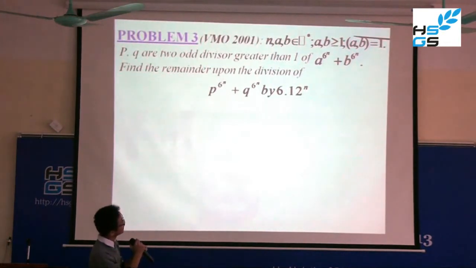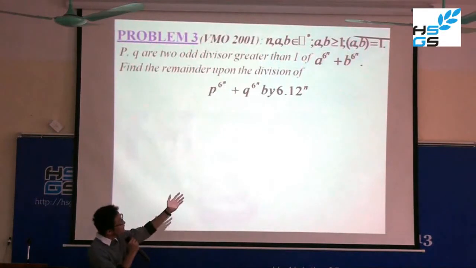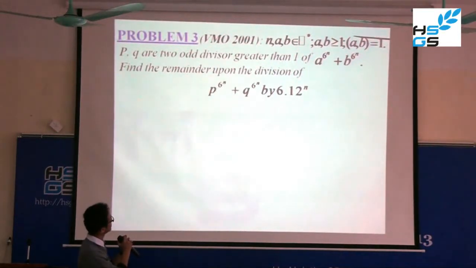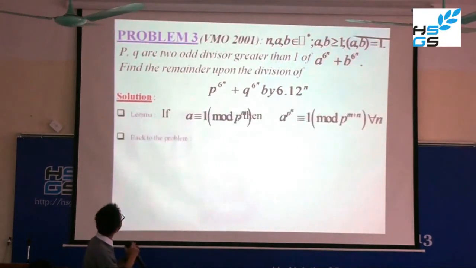A and B are two relatively prime numbers greater than 1. P and Q are two odd divisors greater than 1 of A to the 6 to the n, B to the 6 to the n. Find the remainder upon the division of P to the 6 to the n plus Q to the 6 to the n by 6 times 2 to the n. Our solution is within the number to finish the problem.